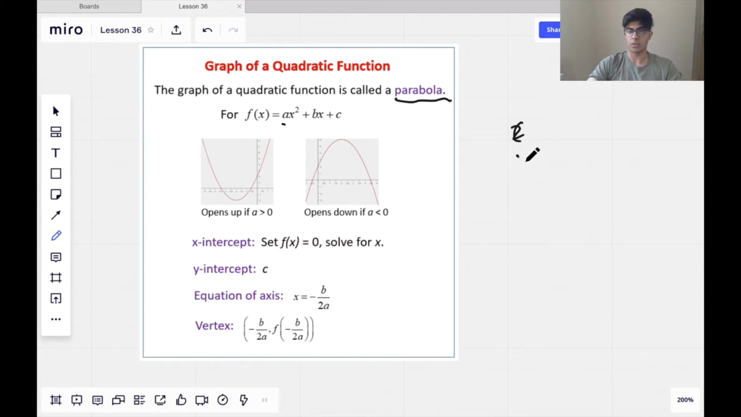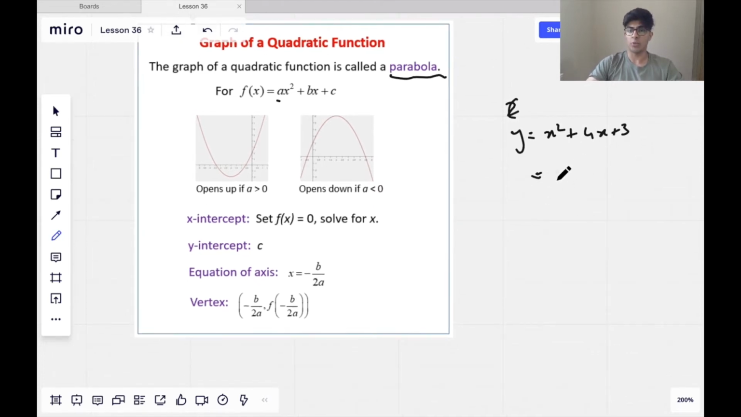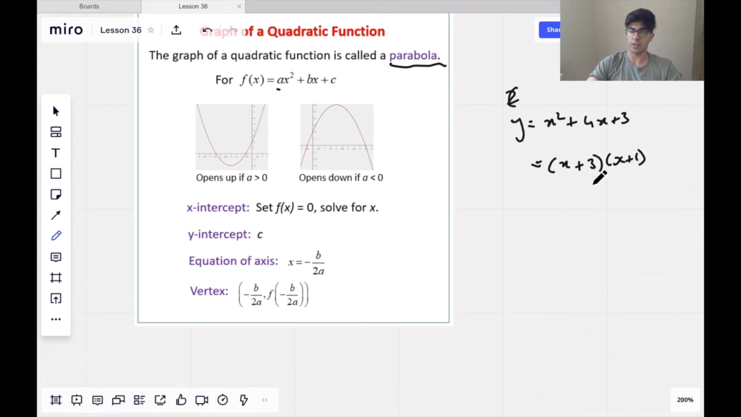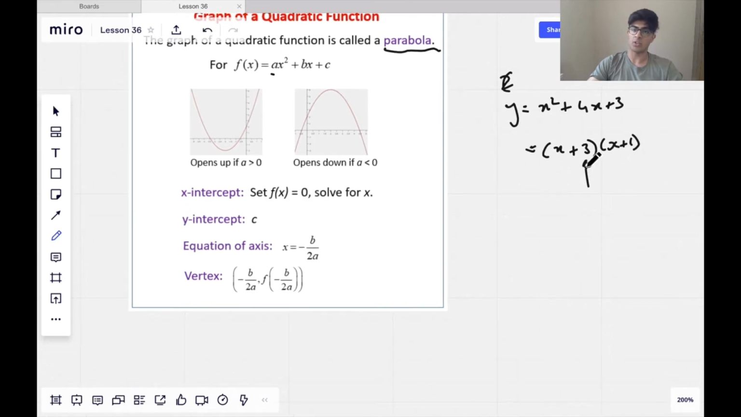Say it was, I don't know, y equals x squared plus 4x plus 3. When we find the roots, we have x. When we factorize this, remember the roots are at x equals minus 3 and minus 1, because that's the way this becomes 0. So remember how when we solve the equation, if you wanted to go from looking at the graph, what we can do is find the roots.